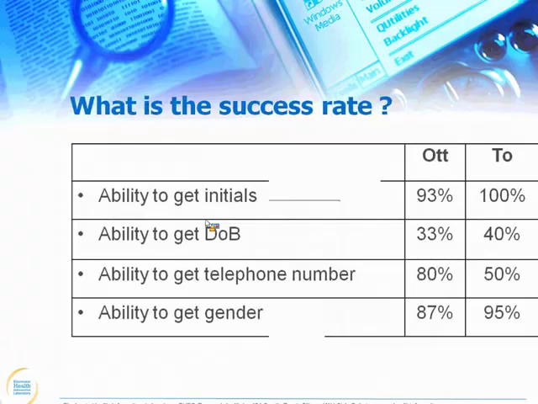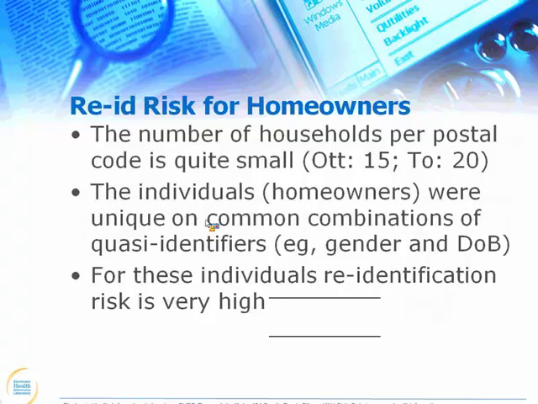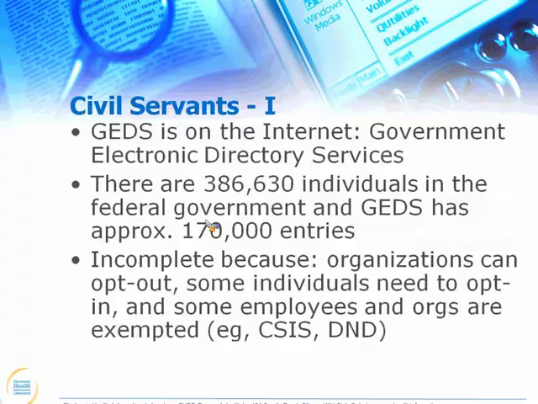We did that just to find out how well it works for one postal code in Ottawa and one postal code in Toronto. The ability to get date of birth was between 33% and 40% of the homeowners, and the ability to get gender was 87 to 95%. Sometimes the genderizing software is not certain and is not able to determine whether it's a male or female, but the hit rate is quite high. And this was for postal codes with 15 and 20 dwellings respectively in Ottawa and Montreal. So again, we can target specific homeowners in specific regions and get the demographics to launch re-identification attacks.